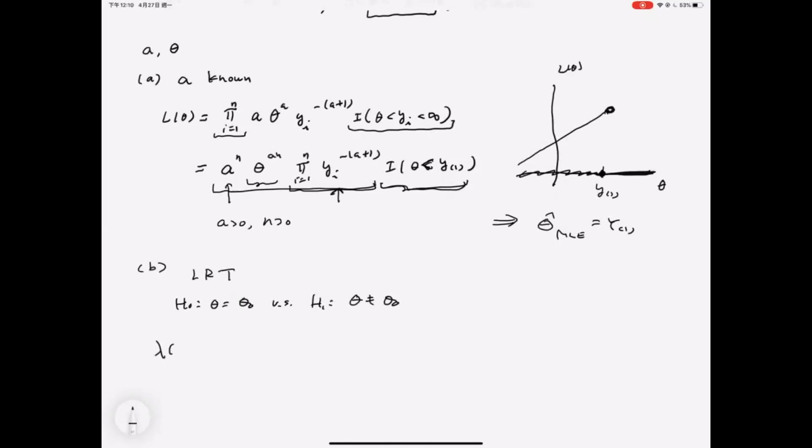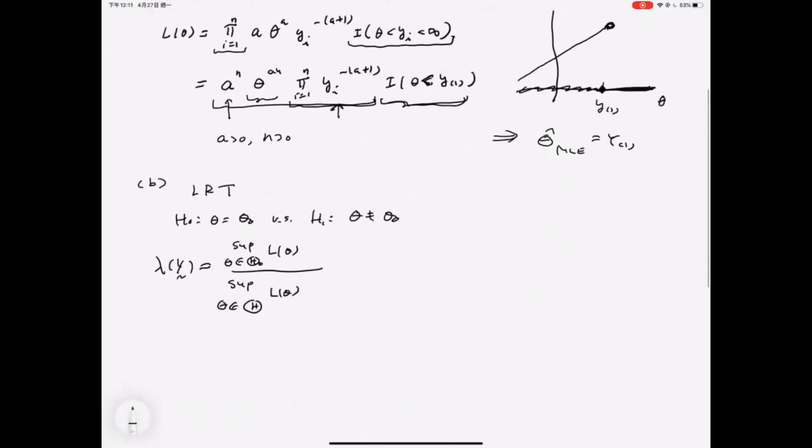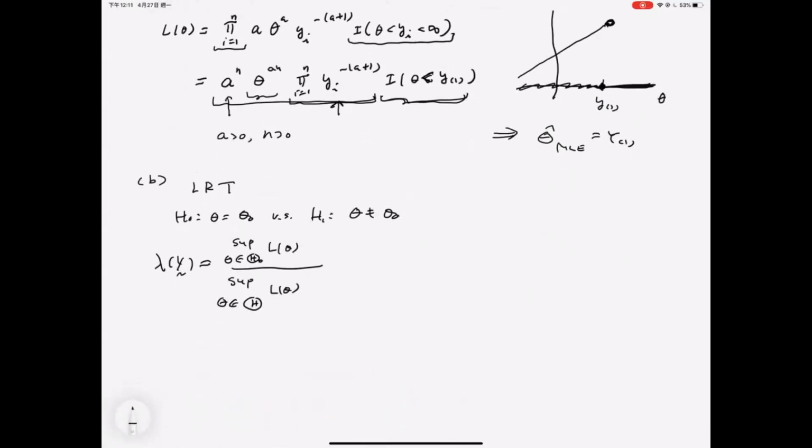So just pull out your slides, pull out your notes, anything like that, and try to write it down. Lambda X, as a definition of LRT. Okay, this symbol right here. The definition is what? Supremum over theta in the null space of the likelihood function, over supremum over theta in the whole space of the likelihood function. Right? So that's the typical definition of LRT.